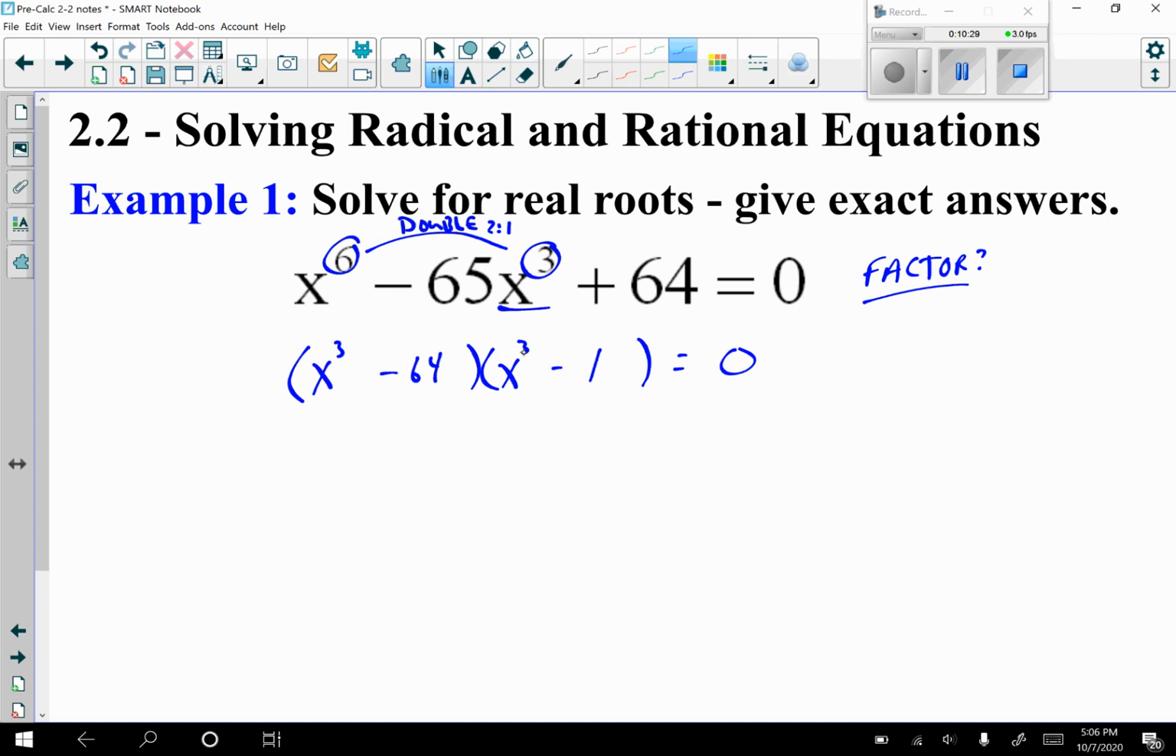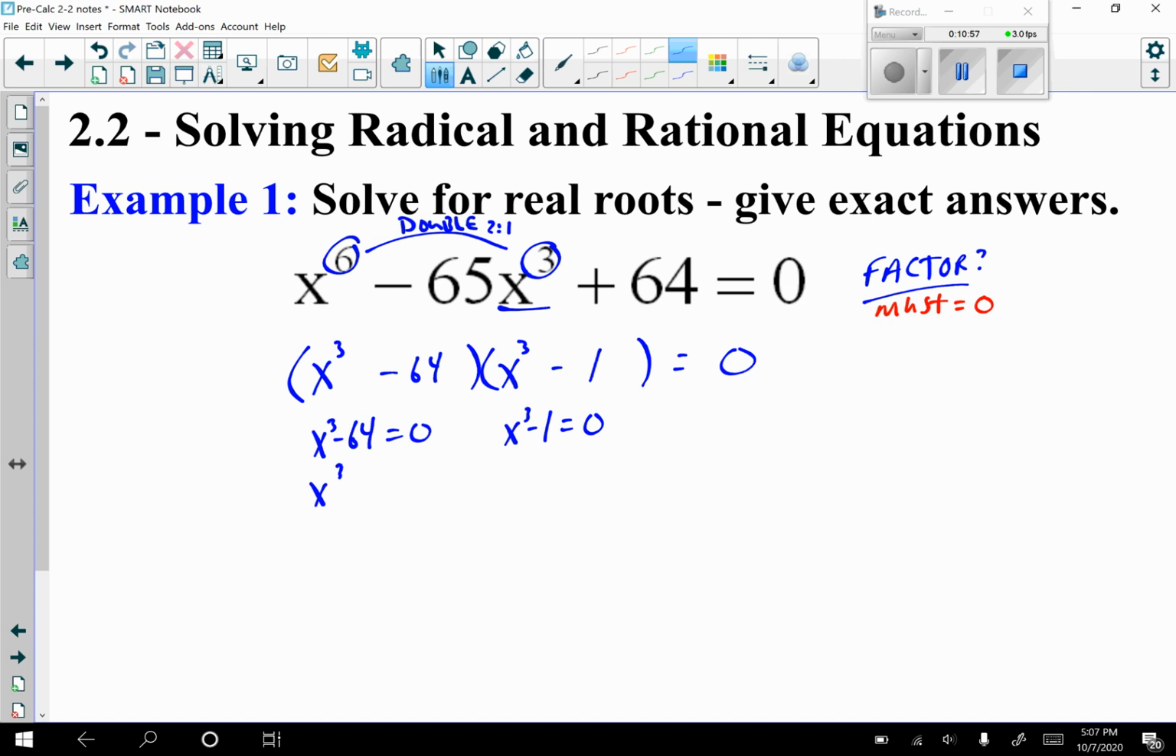There, it's factored. Okay. Now remember, the idea of factoring when it's equal to 0: factoring only really helps if it equals 0, and that's what we have. So we use that zero product property, and really we just make this into two equations. x cubed minus 64 equals 0, and x cubed minus 1 equals 0. Those should be pretty easy to solve.